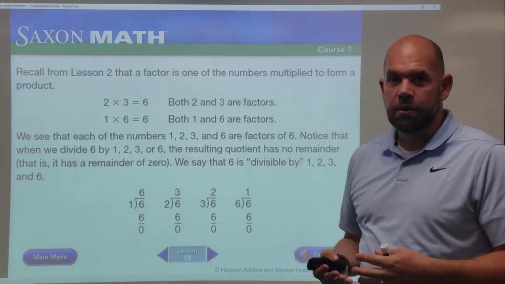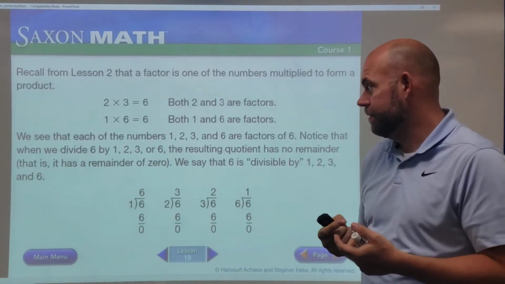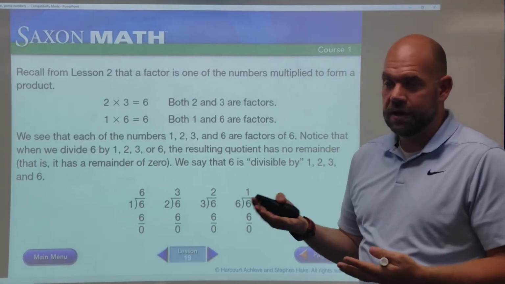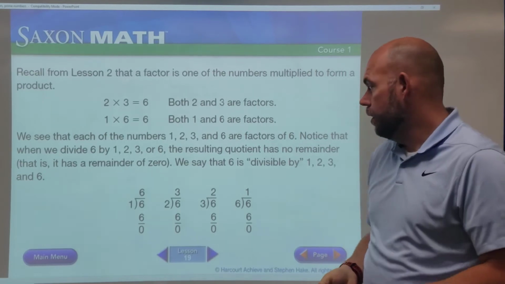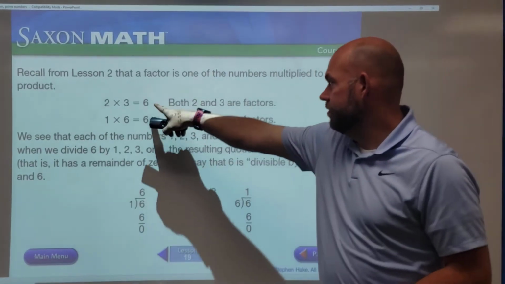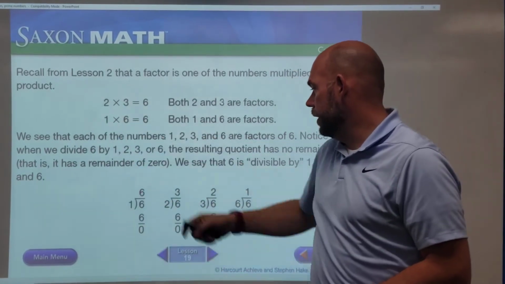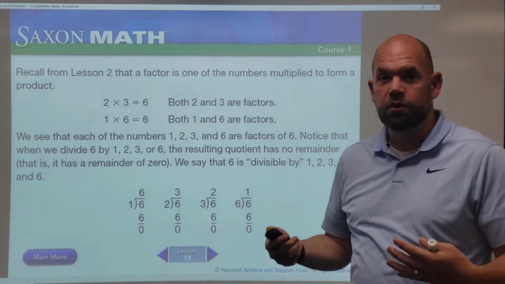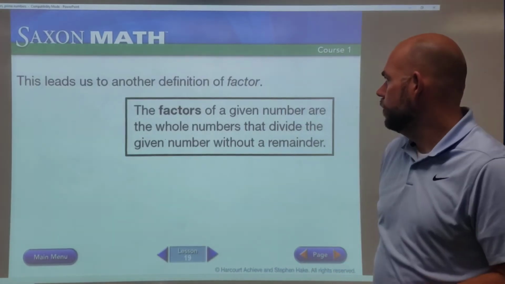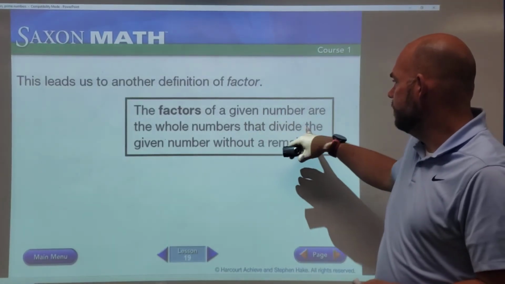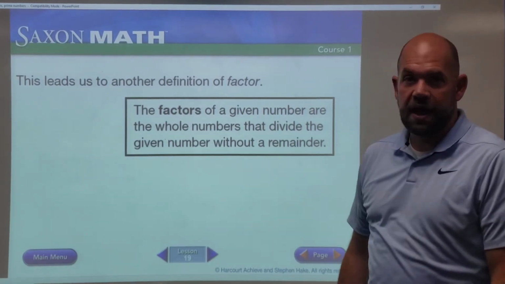Any number is going to have at least itself as a factor, and 1. So any number like 37 will be 37 times 1. Those are both factors, okay? But for the number 6, all the factors include 2, 3, 1, and 6. Those are all numbers that, if multiplied together in some combination, can equal 6. So factors of a given number are the whole numbers that divide the given number without a remainder.